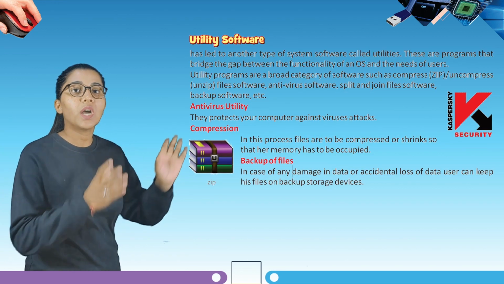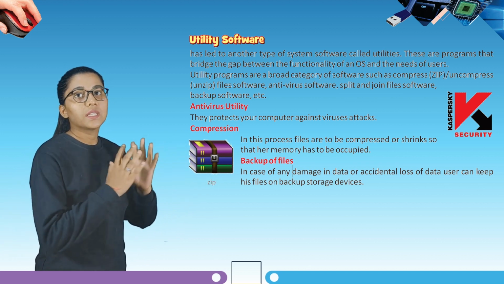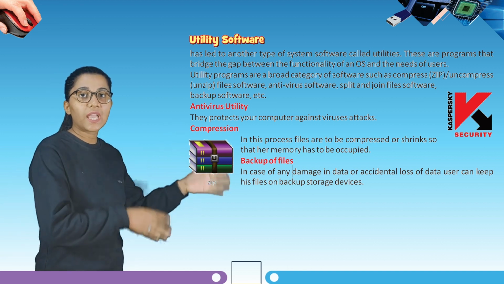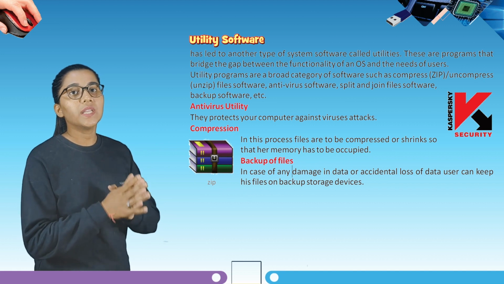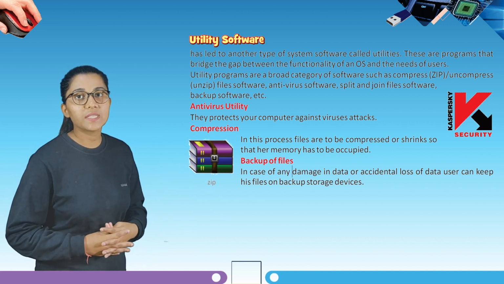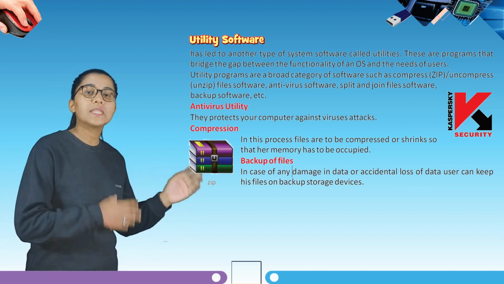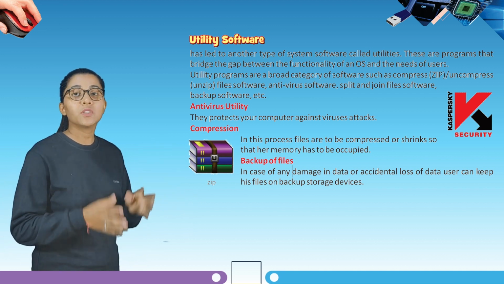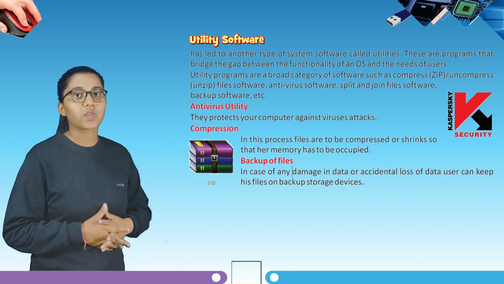This has led to another type of system software called utilities. These are programs that bridge the gap between the functionality of an OS and the needs of users. Utility programs are a broad category of software such as compress, that is zip, uncompress, that is unzip files software, and antivirus software, split and join files software, backup software, and etc.